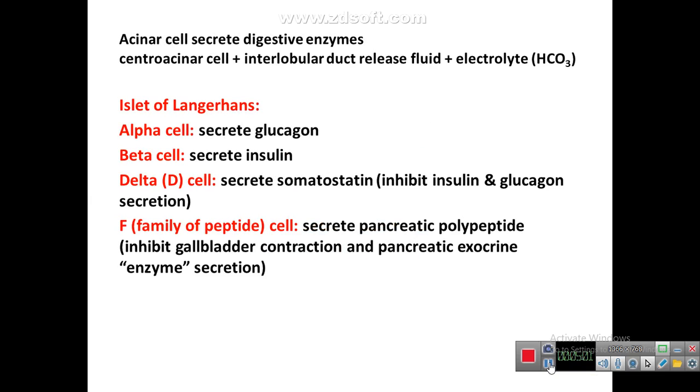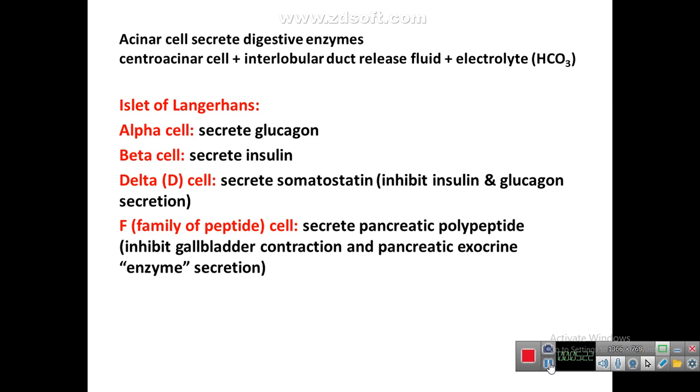Function of acinar cell: it secretes the digestive enzymes. Centroacinar cells, along with the interlobular duct, release the fluid and electrolytes. Islet of Langerhans consists of different cells. For example, alpha cell, the function of which is to secrete glucagon.